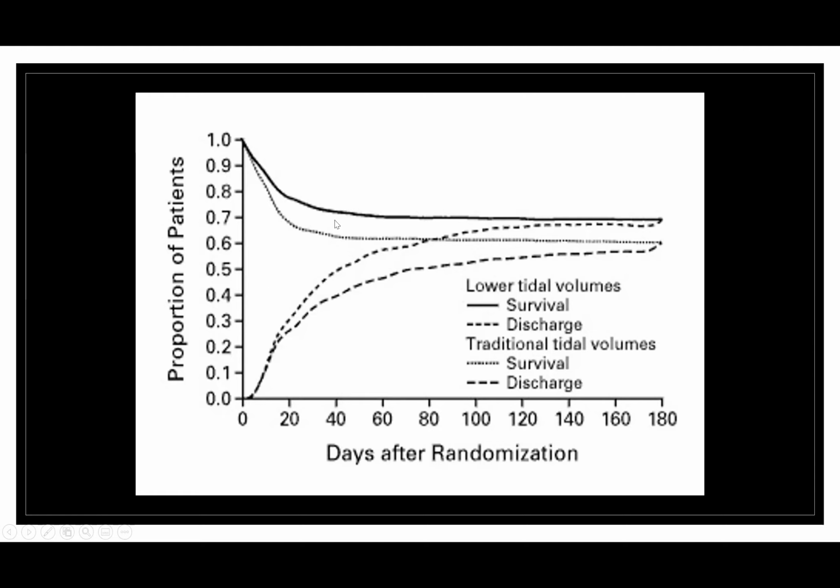On the horizontal x-axis is days after the study started, and on the vertical y-axis is the proportion of patients. So these two top lines are the survival. The black solid line is the survival of patients who had low tidal volumes, compared to that of traditional or conventional 12 mL per kilo in the dotted line on the bottom. So there was a significant improvement in survival. And then on the bottom is discharge to home from hospital. You can see on the bottom in the large hashed line is traditional, and on the top is low tidal volumes. So low tidal volumes had improved survival and improved discharge home from hospital.